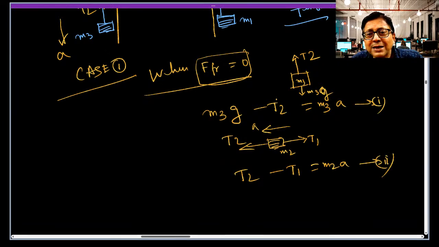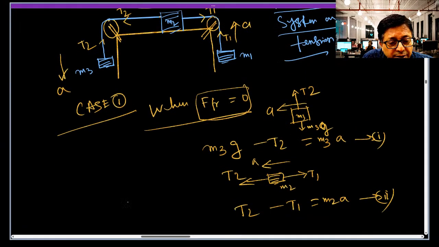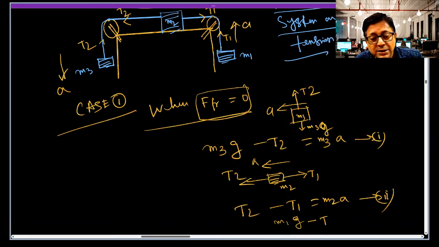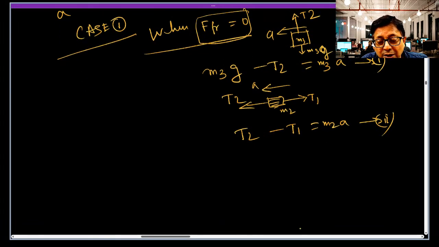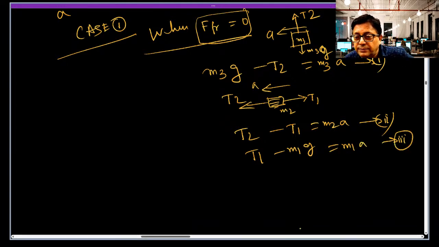Clear? Mass into acceleration, because it has acceleration A only towards left. For M3, what to do? M3, T2 up. Oh, M3 we have already written. So we have to do it for M1. M1 is going up, so T1 minus M1G equal to M1A. This is the style of writing, all those external forces. Am I correct? Done? You can find tension, you can find acceleration.